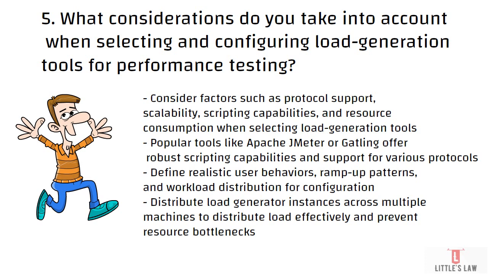JMeter comes as open source, we all know, so it's free of cost. Popular tools like JMeter or Gatling offer robust scripting capabilities and support for various protocols, which makes them suitable for diverse testing scenarios. And the configuration involves defining realistic user behaviors, their ramp up patterns, and workload distribution to accurately simulate production loads. Load generator instances are distributed across multiple machines to distribute load effectively and prevent resource bottlenecks. So, this is just an example.